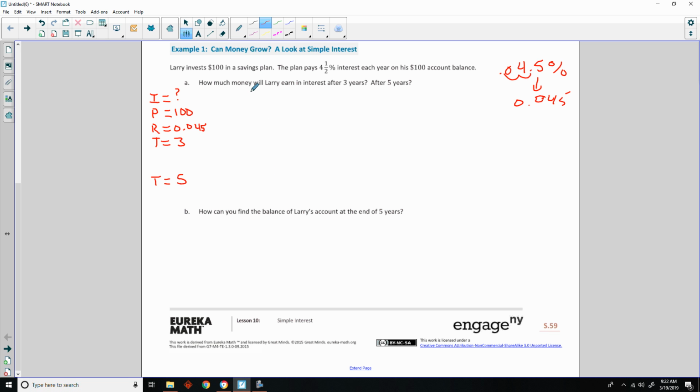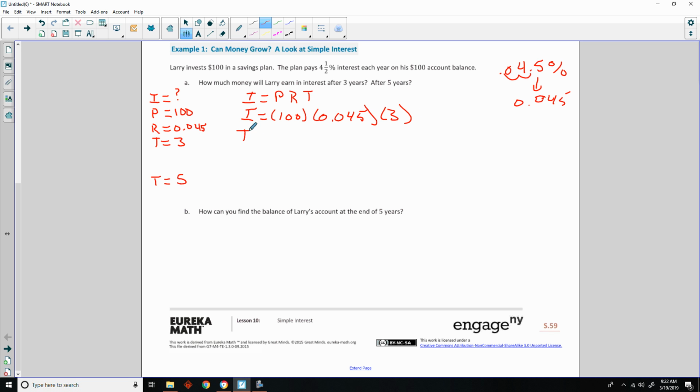So we always write the formula first. I equals PRT. Substitute in the givens. We don't know I. P is 100. R is 0.045. And T is 3.